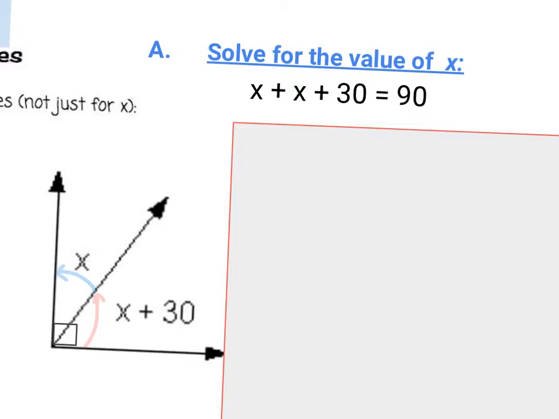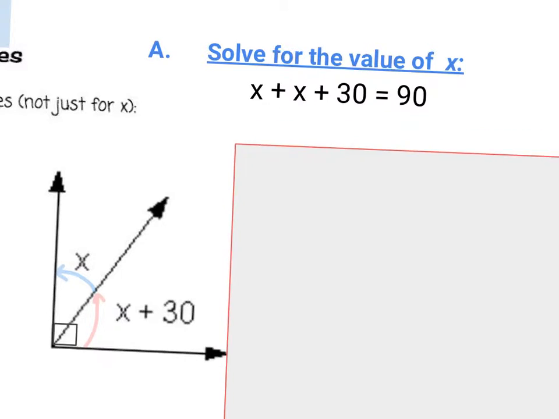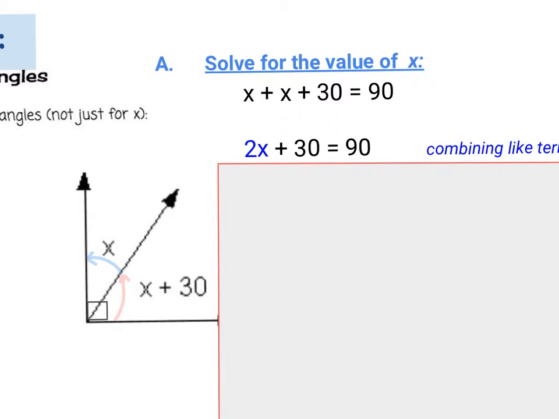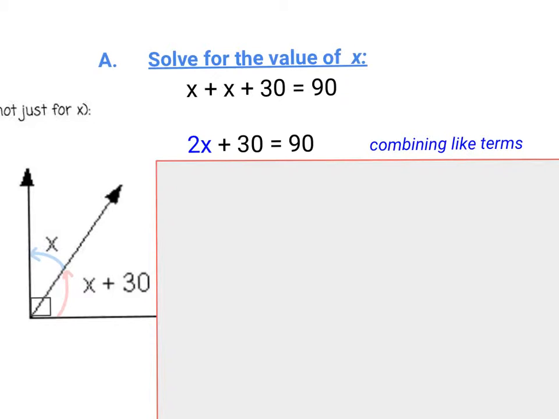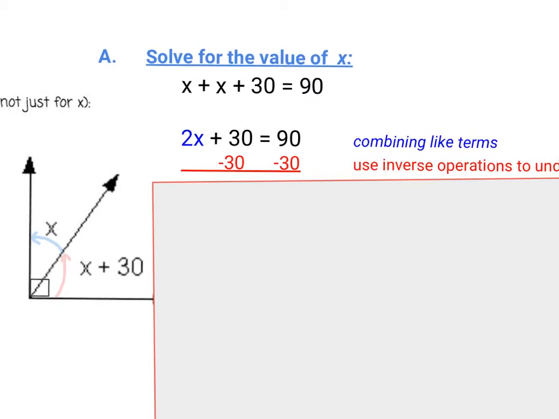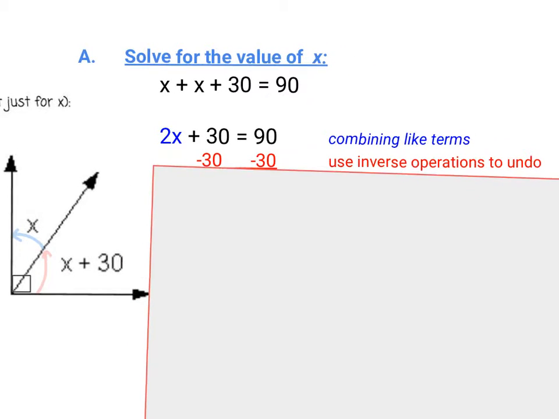Yeah, you can combine the like terms, and so you would add x plus x, and you get 2x plus 30 is equal to 90 degrees. And now what do I do after that? Draw a line, and then after you separate the two sides, you subtract 30. Good. Remember, you use inverse operations. Order of operations when you're solving an equation is inverse. So the first thing you do is get rid of that plus 30 by subtracting.